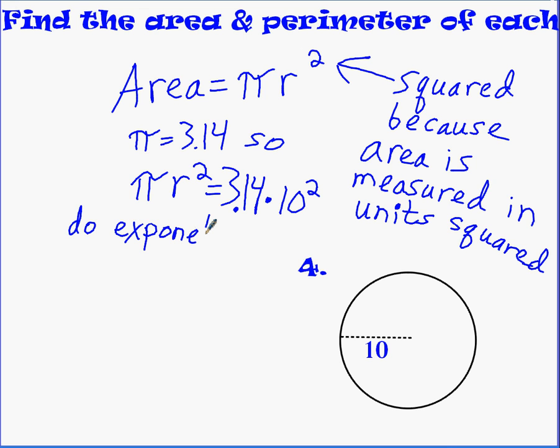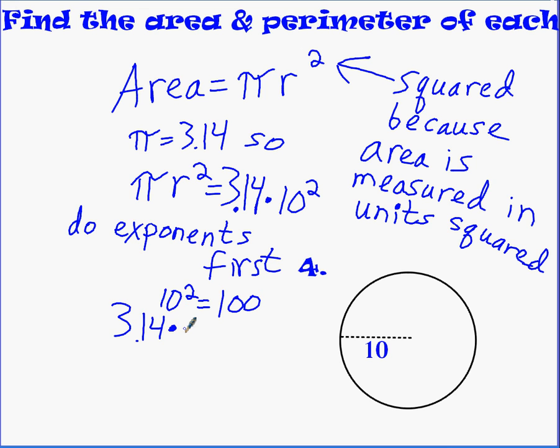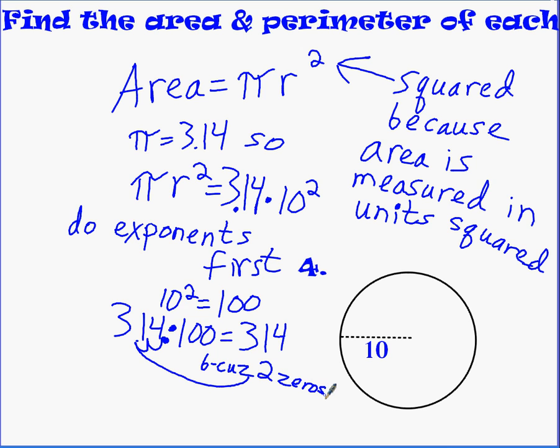So pi r squared, in this case where the radius is 10, 3.14 times 10 squared. We always do the exponents first because of PEMDAS. And in this case 10 squared equals 100, so we multiply 3.14 times 100. The handy thing about multiplying by tens and hundreds is you just count the zeros, and that's how many times you move the decimal in the other number. So we move the decimal twice because there are 2 zeros in the 100. So 3.14 becomes 314. Pretty easy peasy lemon squeezy. And so area for this circle is 314 units squared.